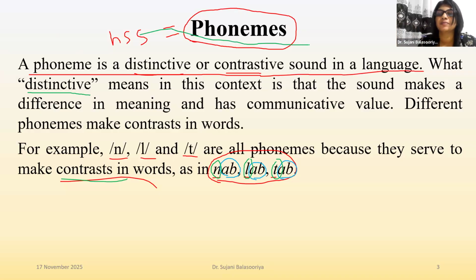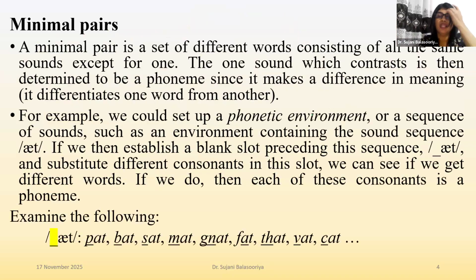All right. I hope you got some idea about phonemes. So then, in understanding this, we can use minimal pairs. Actually, minimal pair is a kind of concept, right? A minimal pair is a pair. A pair means two, no? Two words. A minimal pair is a set of different words. Here, set means you need to understand two, right?